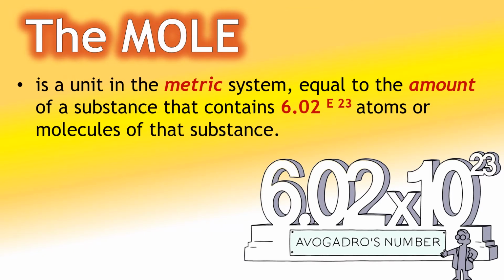Now, what is the mole? Well, first and foremost, it's a unit in the metric system. The metric system has actually been set up to use this particular number. And we define this number as the amount of a substance that contains 6.02 times 10 to the 23rd atoms or molecules of that substance. And we often write it 6.02 E23 because that's a convenient way to enter it into a standard calculator.